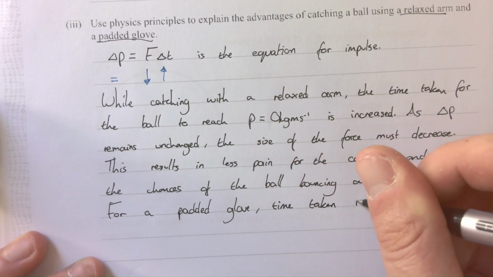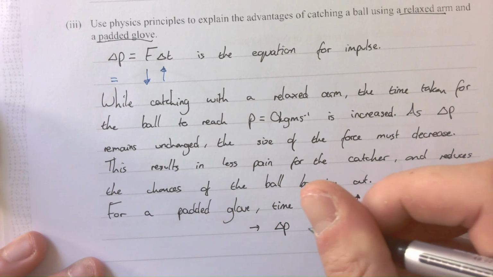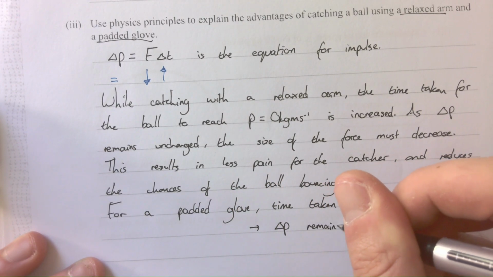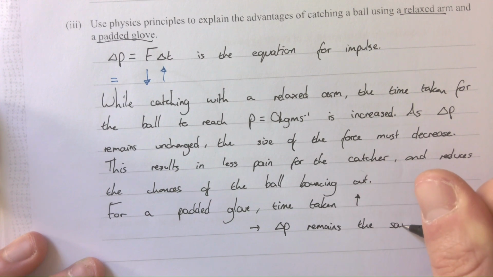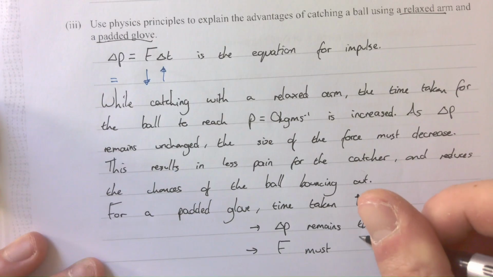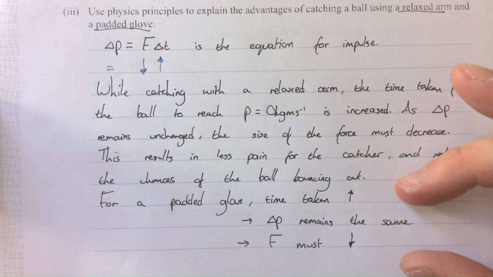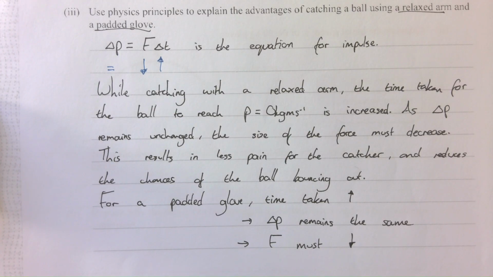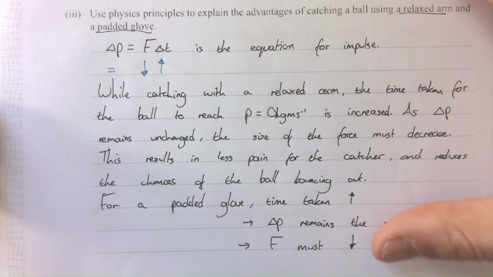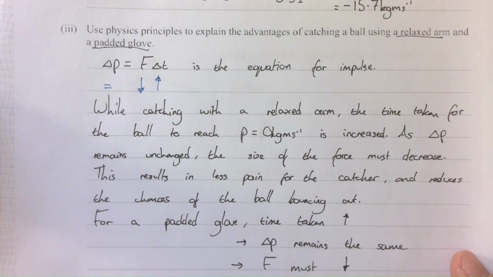Time taken increases, delta P remains the same, F must decrease. So those are the three key points that you have to make for each one. Now, if you did all this and your parts I and II as well, that was enough for excellence.